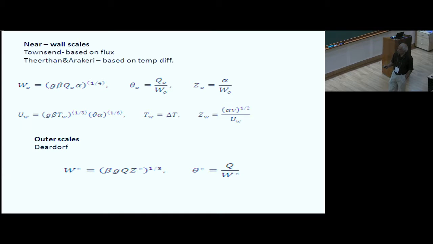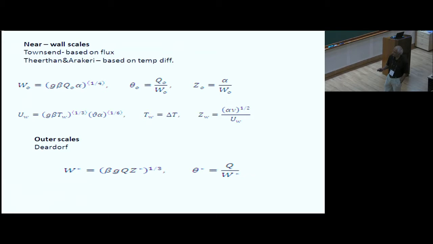So if you look at the inner scaling, that is for the velocity, for the temperature difference, and for the length scale. So this type of scaling was first proposed by Townsend, and it is based on the heat flux. But many times the heat flux itself is not known. So what is known is the temperature difference. So an alternate way to derive scalings is to base it on the temperature difference.